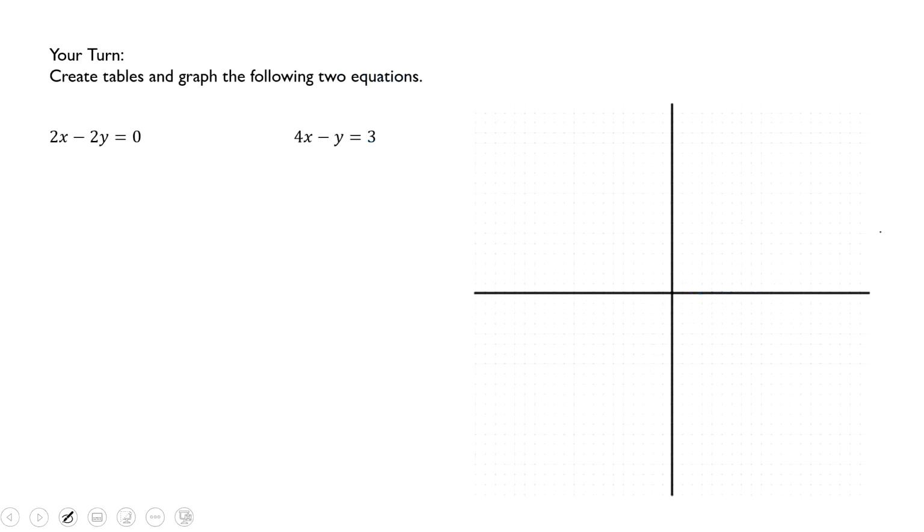Okay. Here's 2 for you to work on. Again, create a table, plug the points into the graph, and then connect them all to the dotted line, because we're working with 2 linear equations now. We're dealing with linear equations, so we're going to be graphing lines. Come back and check to see how you did.